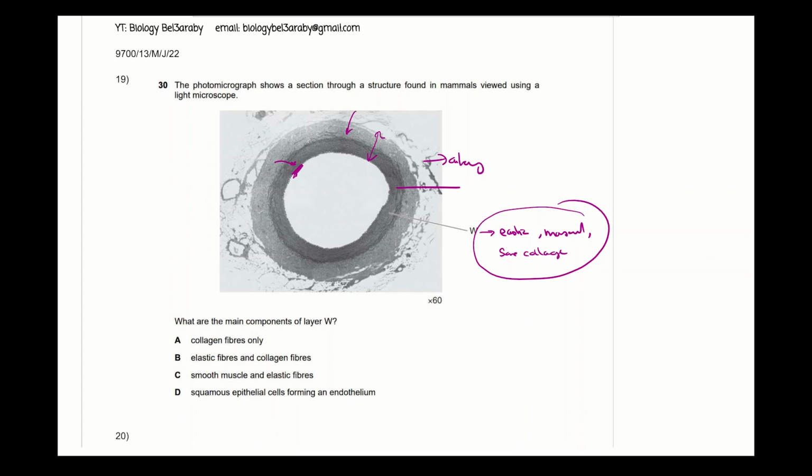Now, what are the main components of layer W? Here we have to work with the highest proportions. So we know that in the tunica media, the highest proportions are the elastic and the muscular fibers. Therefore, the answer is going to be C.